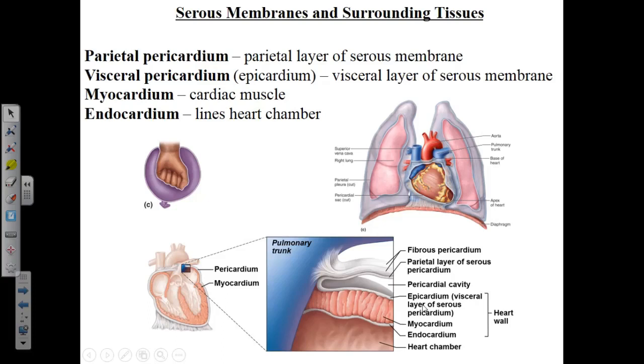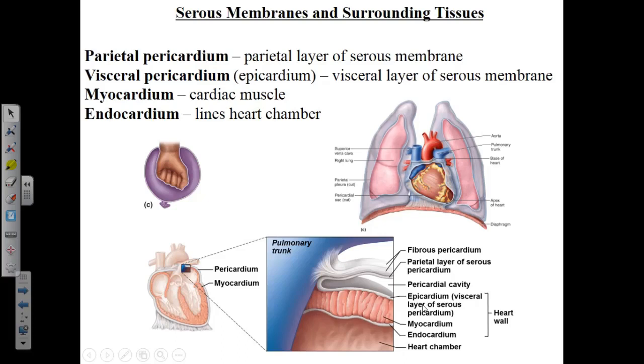Underneath that, we have the myocardium. And so that's the cardiomyocytes. That's the cardiac muscle tissue. All right. So every time you see the word myo, it's referring to muscle. Now we have a membrane on the inside that's lining the chambers of the heart, and that's the endocardium. Right. Okay.